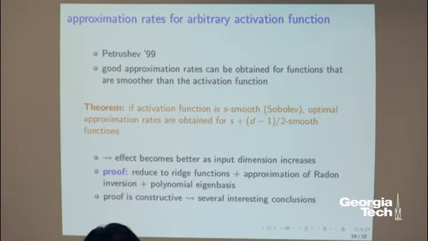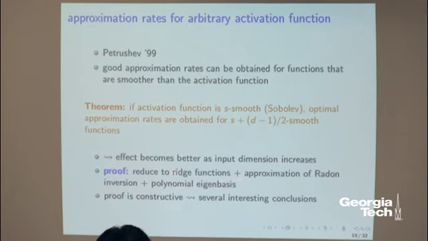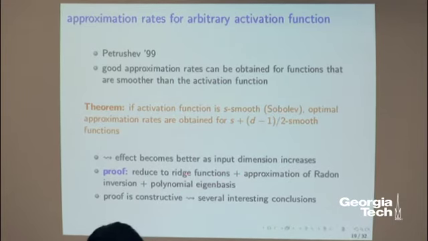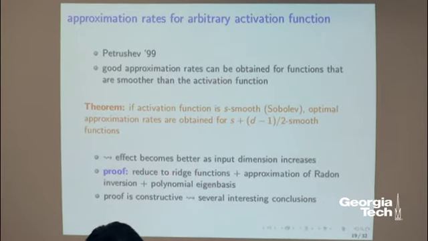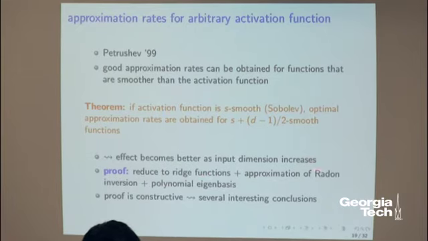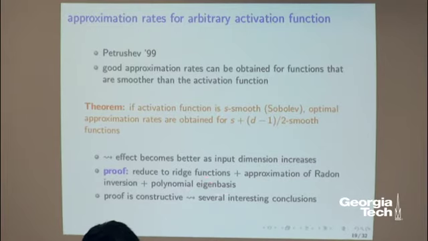I don't want to go through the proof because we don't have the time. I just want to show you what the proof technique is. This is really what was explained before. So the first step is you reduce to ridge functions by doing the universal approximation theorem in one dimension and getting a rate for that. And then you're at ridge functions. And then you use this approach via the Radon inversion. The Radon transform, you know, has a polynomial eigenbasis. And then you again use essentially just multivariate polynomials in order to approximate functions. And for that you can use standard results about approximation rates.